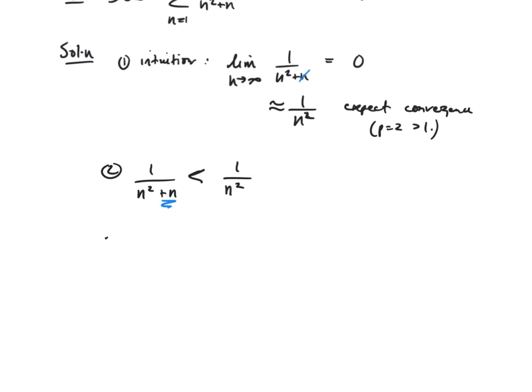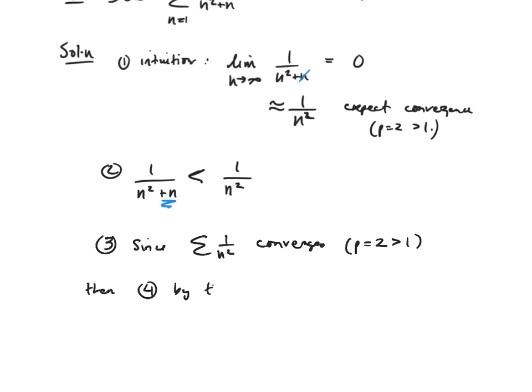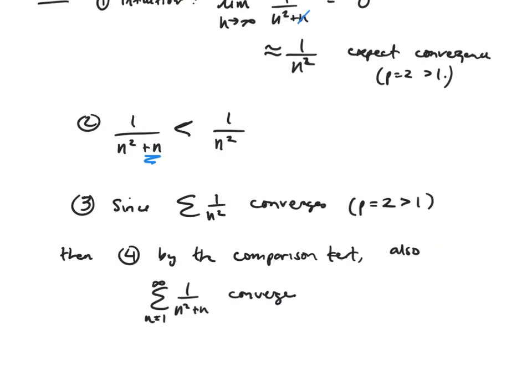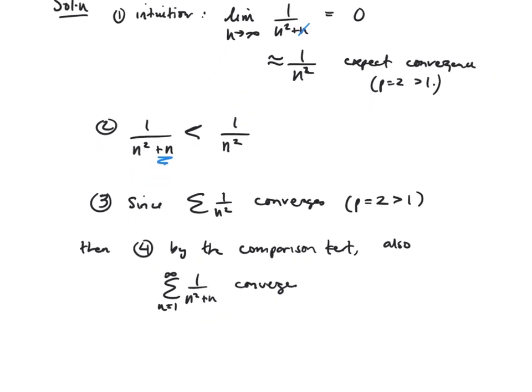Okay, so I would go, since the sum of 1 over n squared converges, p equals 2 bigger than 1, and step 4, by the comparison test, also my an, 1 over n squared plus n, converges. So very similar structure. You do a couple of these and you get pretty quick at them. So that was a really easy comparison to make in step 2 there. We get our result.